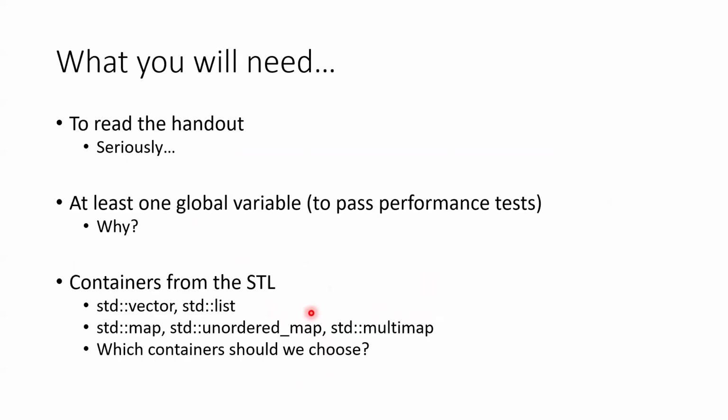So to start, what you will need first is to read the handout line by line. There's no line in the handout that is not useful. In your code, you will need at least one global variable for the performance tests. I'll go into detail about that. And for the global variable, you might use different containers from the STL to store, depending on the type of the variable and the type of the information you need.